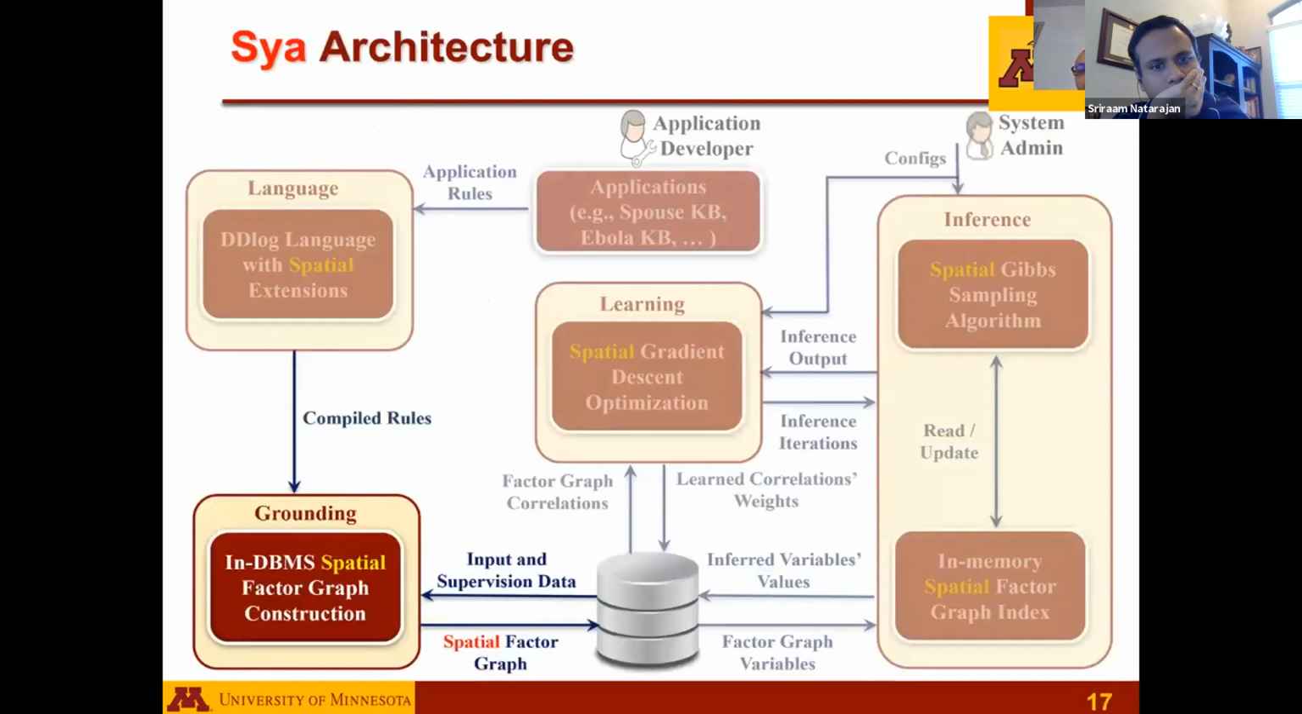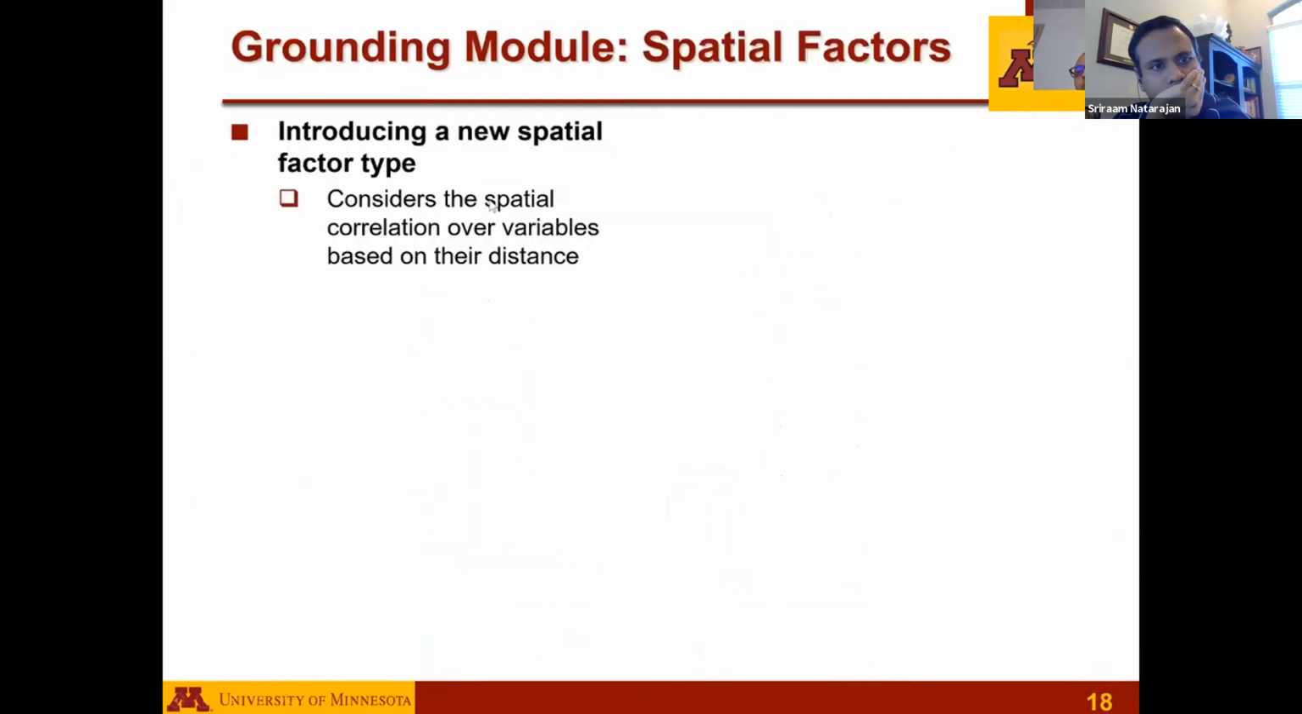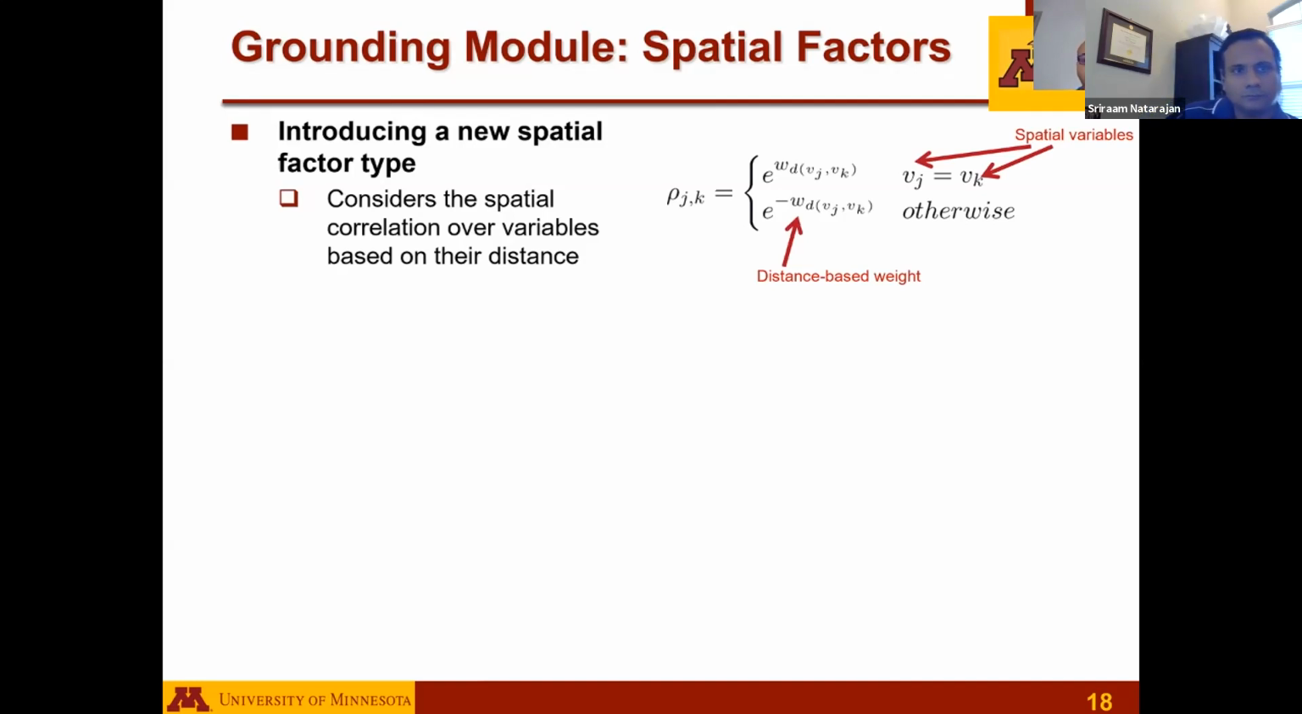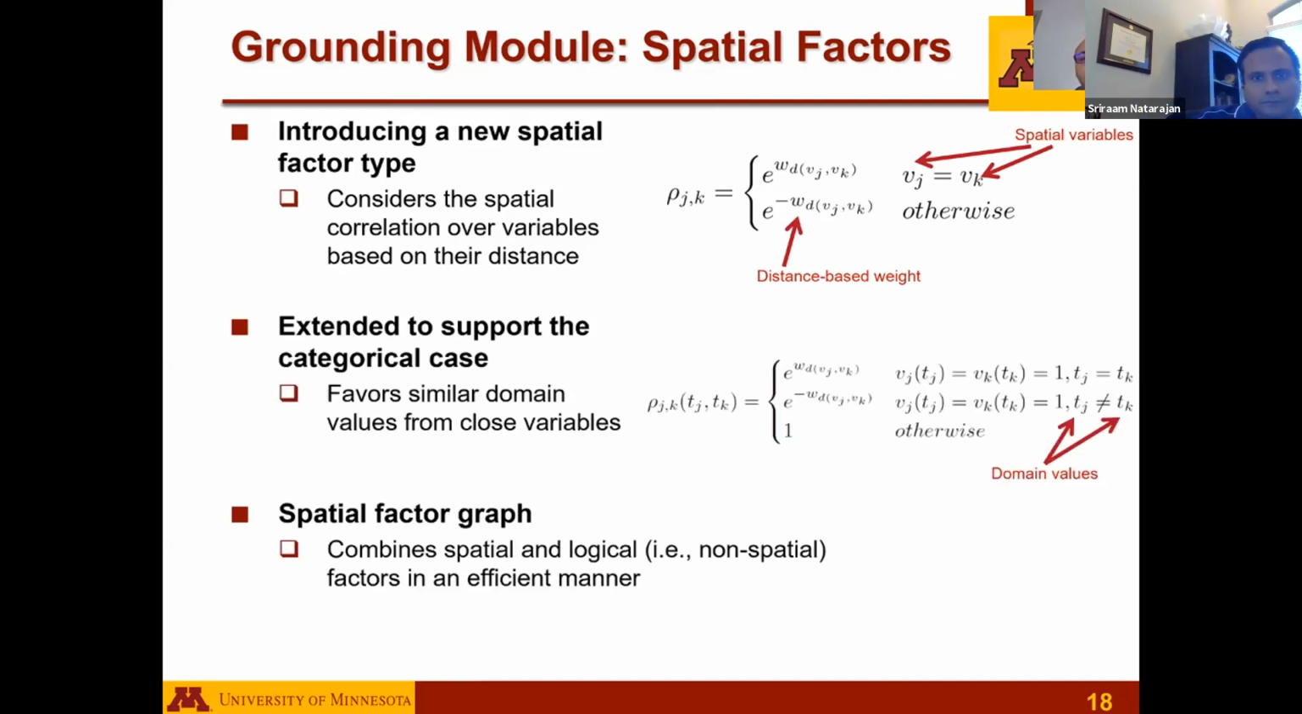Also in the grounding phase, once we have these spatially aware rules, we want to build the factor graph. To introduce the spatial correlation between data types, we had to have a new spatial factor type that considers the spatial correlations over the variables based on their distance. This is an example of a spatial correlation based on a distance-based weight. And we extended this to the categorical case. Once we have all of these spatial factors created, we combine them in one factor graph along with the logical factors that we have from the original Markov logic network.